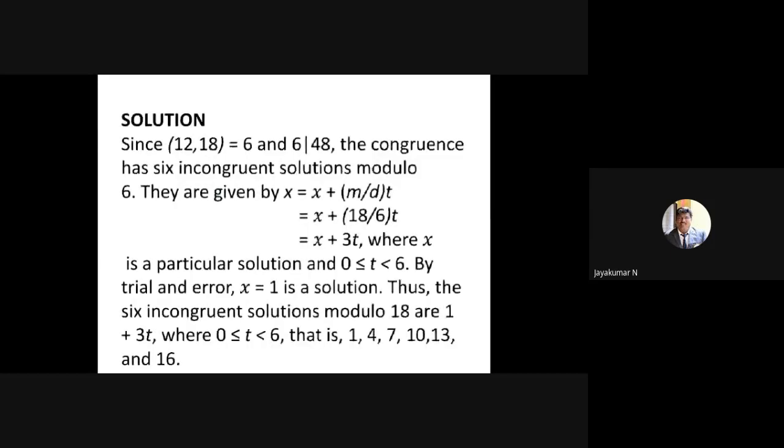First, the GCD of a comma m. The GCD of 12 comma 18 is 6. Then we are going to check whether d divides b or not. b value is 48. So 6 divides 48, clearly. The congruence has 6 incongruent solutions under modulo 18. So this is solvable.